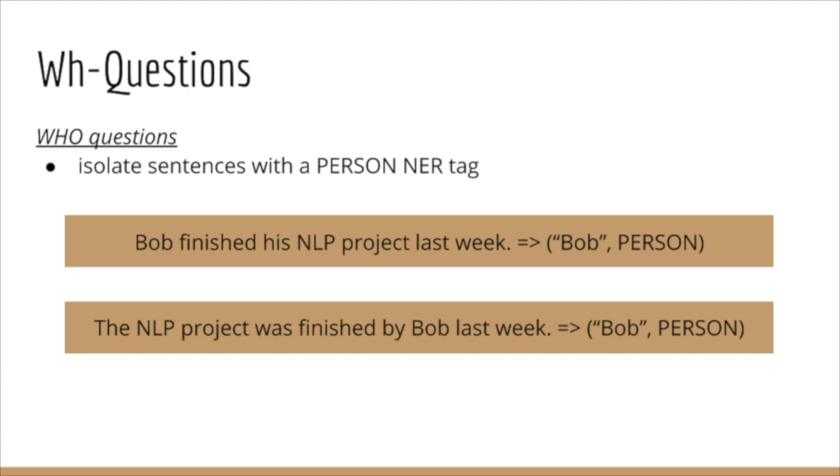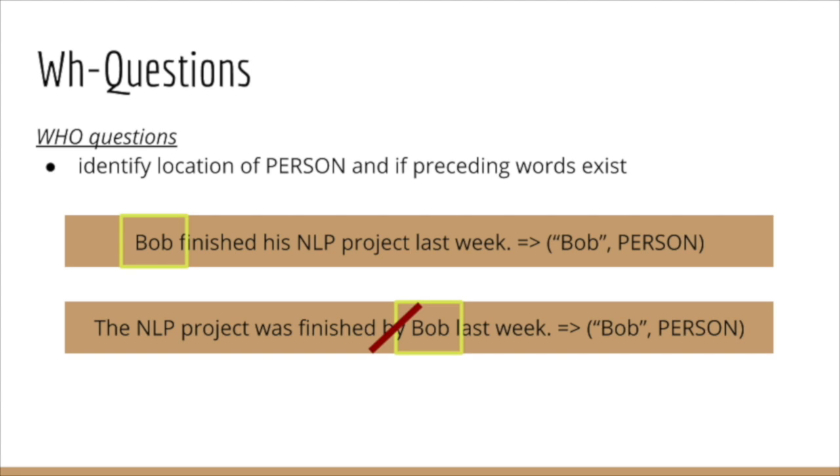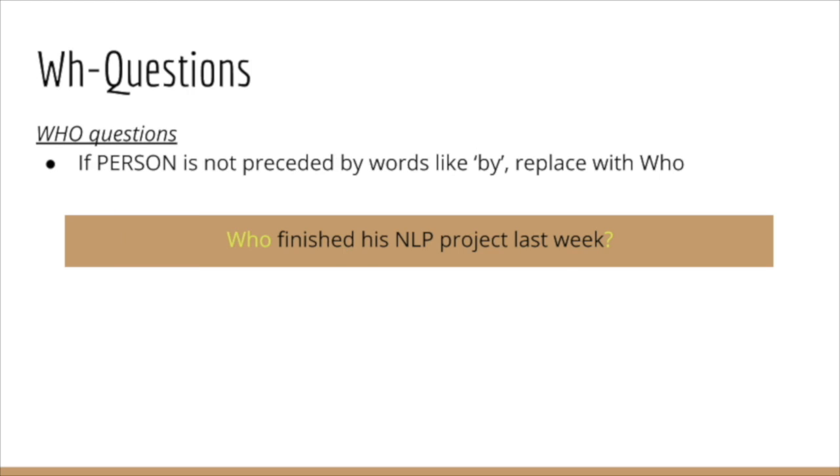For who questions, we consider two main cases, where the person is the subject and where the person is the object. We identify where the recognized person object is in the sentence and note the preceding words. If the person is not preceded by any words, most particularly "by", we can directly make the change to the question.